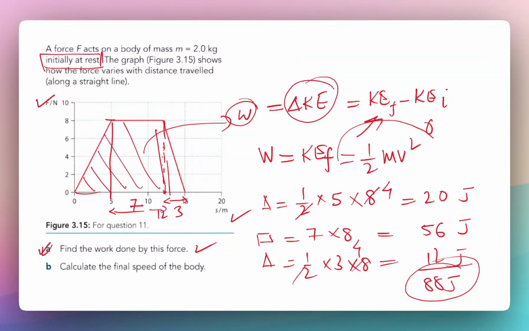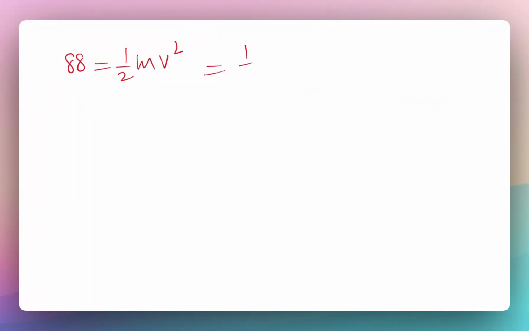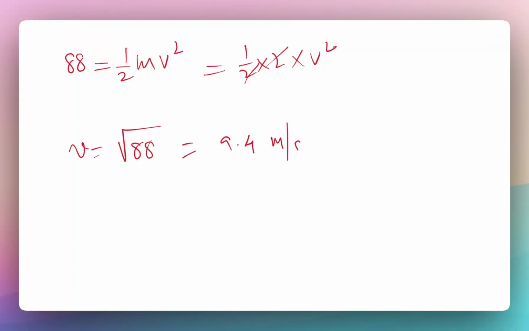And that is going to be equal to my half m v square. So with that, we can find the velocity. So part 1 is done. For part 2, 88 joules is going to be half m into v square, and my m is 2. So that's easy now: half into 2 into v square. This will cancel, so my v is going to be the square root of 88. As simple as that. The square root of 88 is 9.38, or 9.4 meters per second.